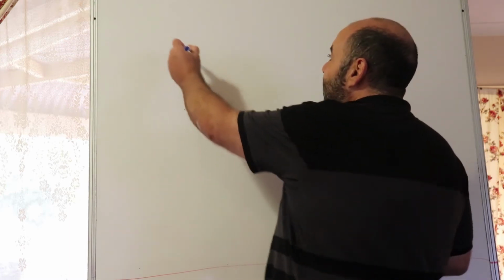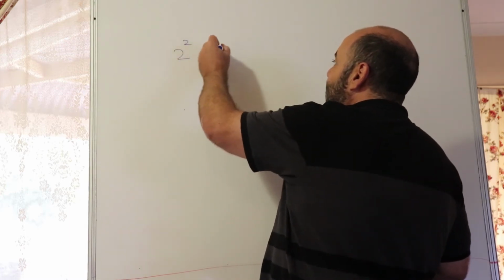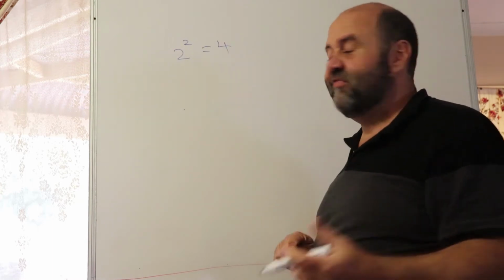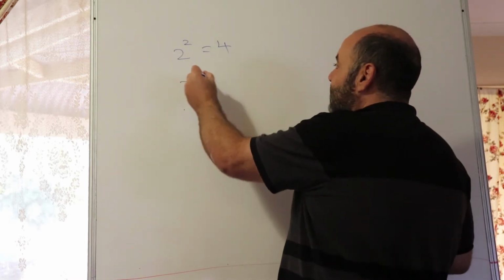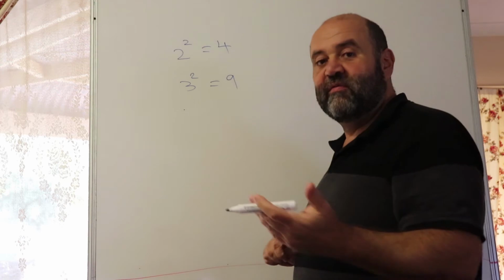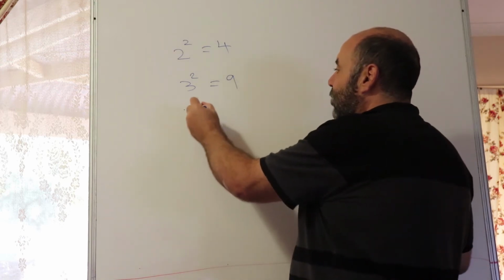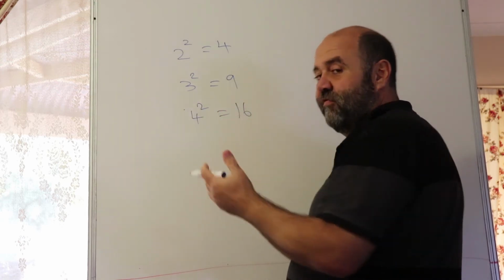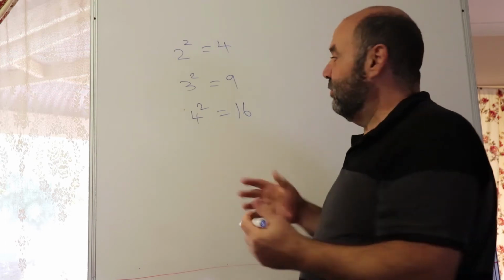So what's a square number? Really simply, we don't bother with 1 because it's a trivial case and doesn't actually add anything to our knowledge. So we start with 2. 2 squared is 4, so 2 times 2 is 4. 3 squared is 9, 3 times 3 is 9. 4 squared is 16, 4 times 4 is 16. We can keep on going.